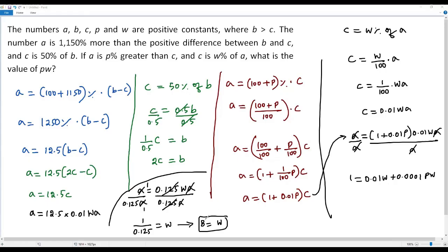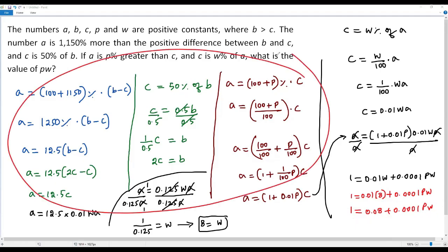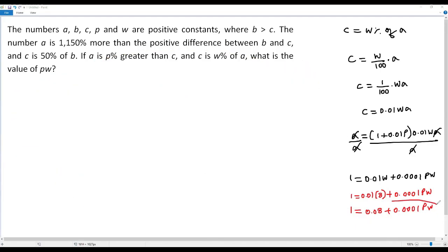Now what I can do is plug in this value 8 for W over here. Then I'm getting 1 equals 0.01 times 8 positive 0.0001 P times W. When I multiply, I am getting 1 equals 0.08 positive 0.0001 PW. Now we have to solve for PW in this equation. Now let me erase this stuff and continue the problem. Let me take this equation as it is, that is 1 equals 0.08 positive 0.0001 PW.